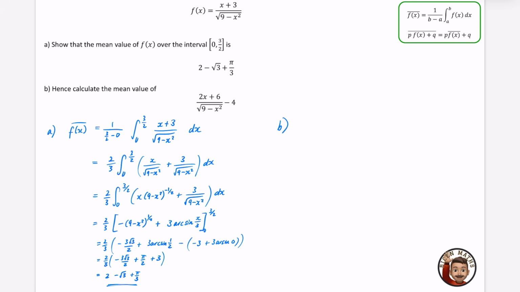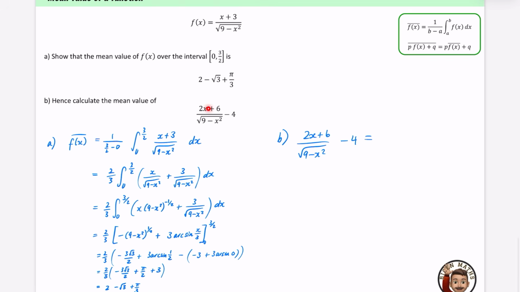So all I really want to do is decide what this function is, how it looks different to this function. So it looks like 2x plus 6 over the square root of 9 minus x squared, minus 4. To me, I can see what this is straight away. It looks like the numerator has gone from x plus 3 to 2x plus 6. So it looks like this is just doubled. And then afterwards, we've subtracted 4. So it looks like 2f of x subtract 4.